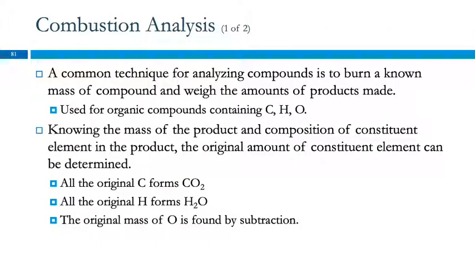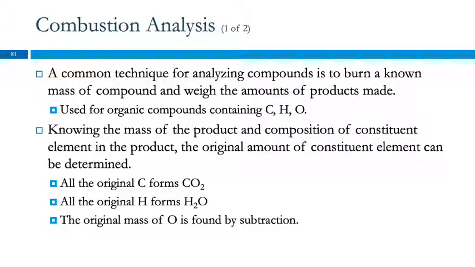Okay, so combustion analysis is one way to find out what the empirical formula for a compound is. You take this compound and you weigh a certain amount of it, and then you burn it, and you measure what's given off. And for these problems, it will be carbon and hydrogen or carbon, hydrogen, and oxygen, because those are the kinds of compounds that this analysis works for. So if we know the mass of the product and the composition of the elements in those products, we can figure out the mass of element that was in the original compound.